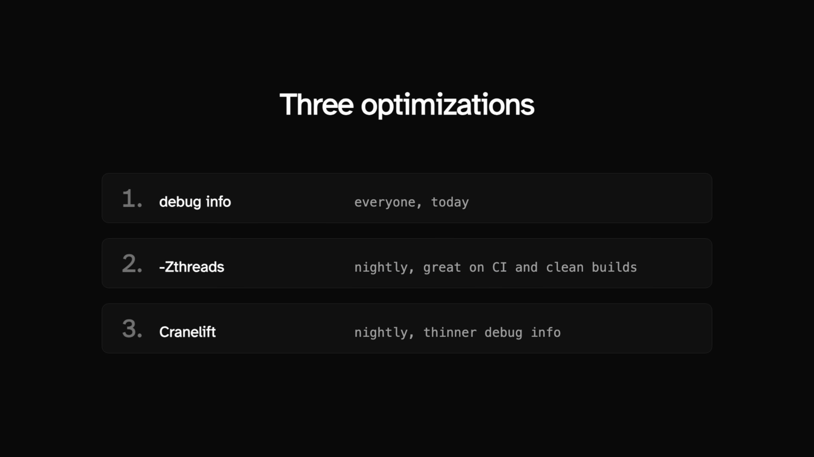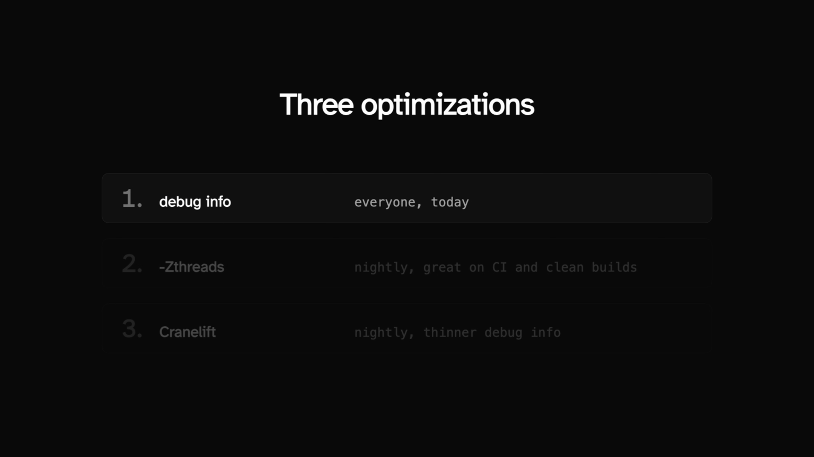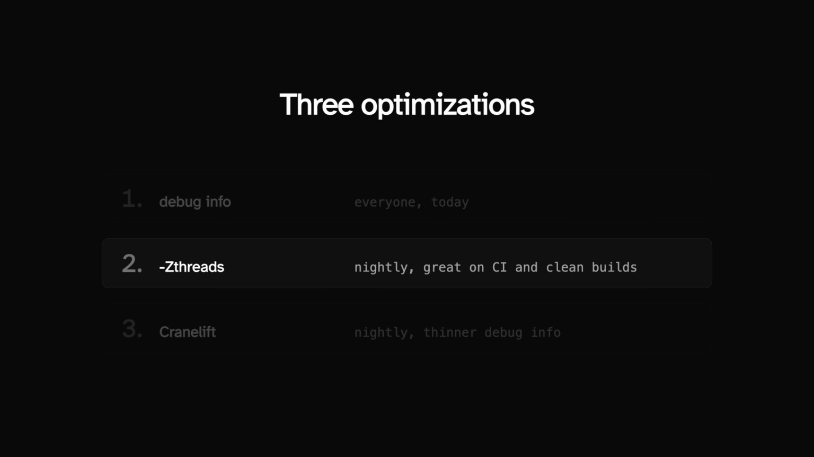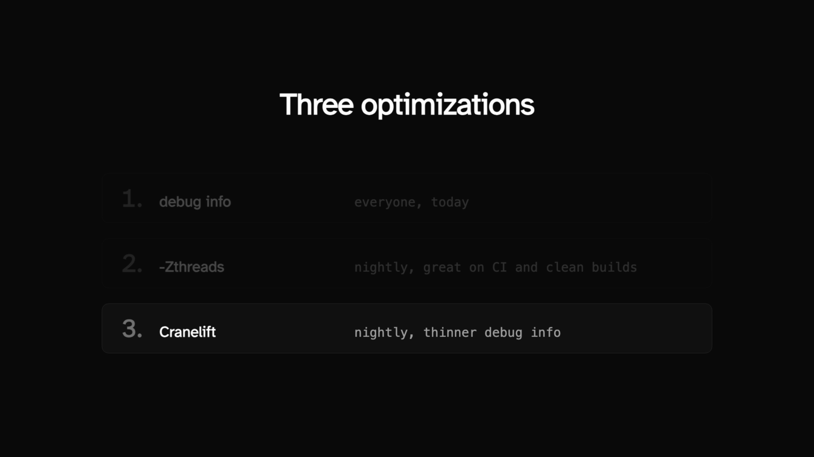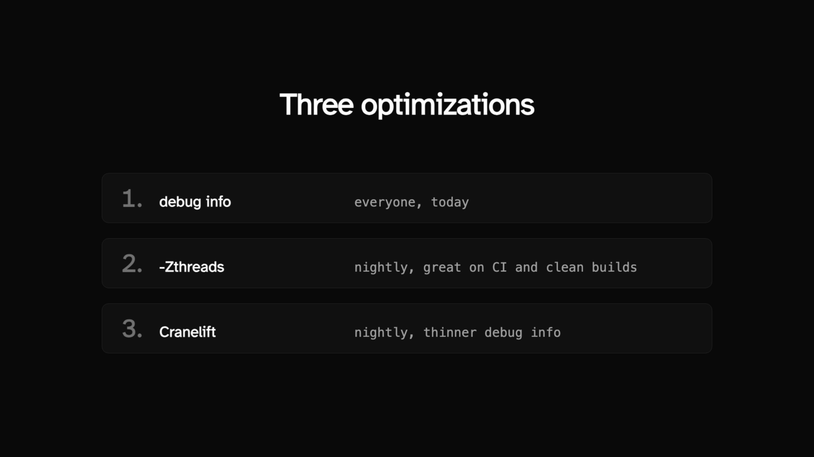So those are the 3 ways to speed up your builds. You can reduce debug information to line tables only if you do not need a debugger and get an instant speed up. Parallelization with Z-threads is nightly only. If you care about CI and clean build speeds, it can be extremely useful. Cranelift is also on nightly, and is on the edge of Rust development and can be another great speedup. Stack all three together and you get performance that can help reduce compile times close to 50%.